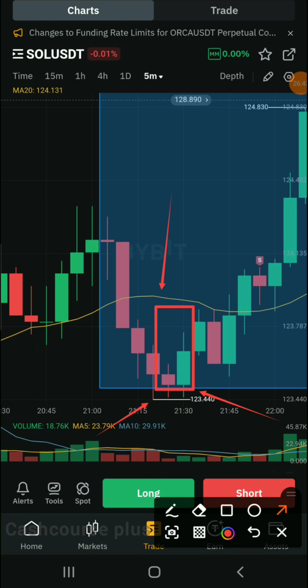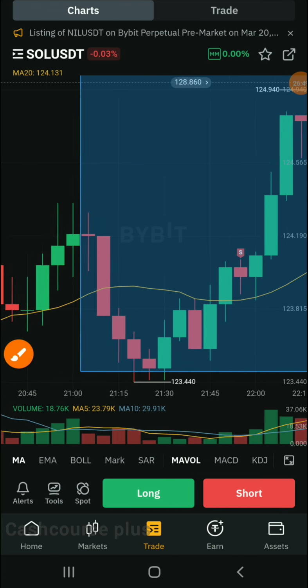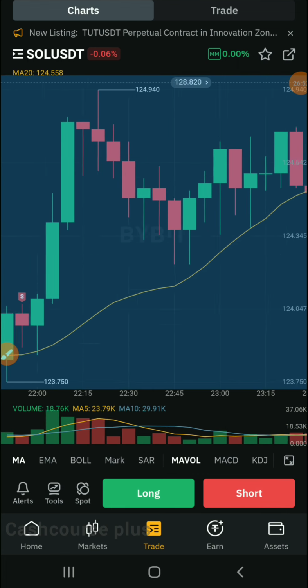Do not be afraid to take entries, guys. Whenever you see it, just take the entry. So that's how you're going to use this to enter the market and make profits off of it.